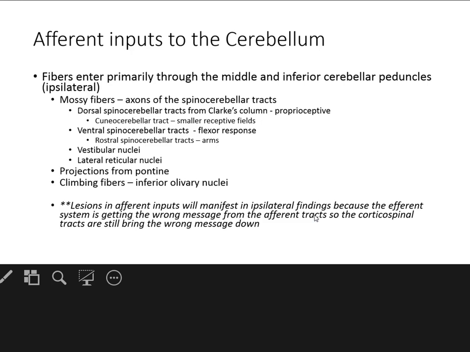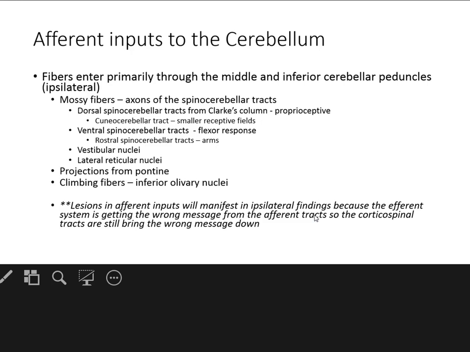Now the afferent inputs to the cerebellum are many, and they tend to enter primarily through the middle and inferior cerebellar peduncles. They are ipsilateral. These afferents include the mossy fibers, which are axons of the spinocerebellar tracts. There are multiple spinocerebellar tracts.